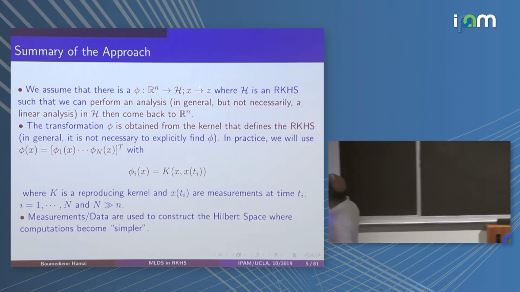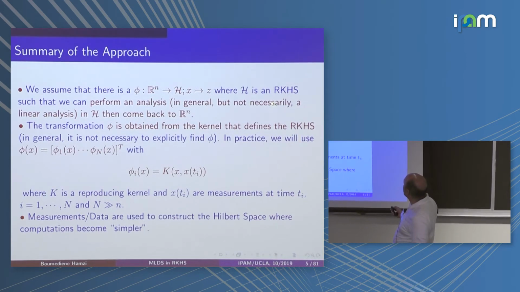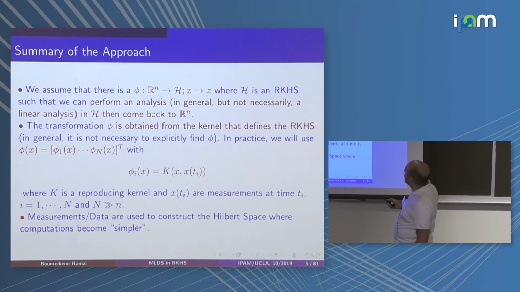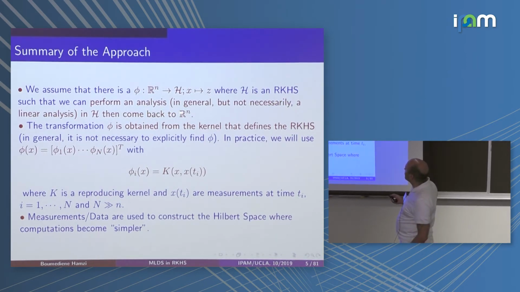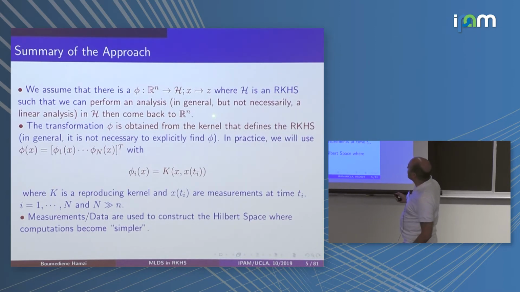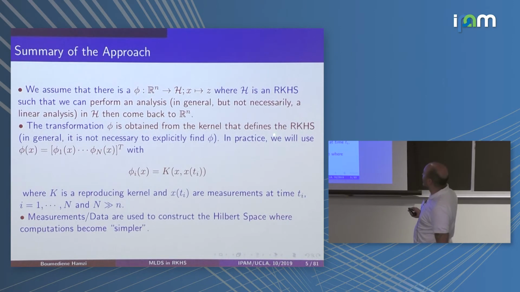And then H is the reproducing kernel Hilbert space. In H, we are going to perform an analysis. In general, it is a linear analysis, but it's not necessarily linear in some cases. And then we come back with the answers from H into Rn. So the transformation phi is obtained from the kernels that define the RKHS.